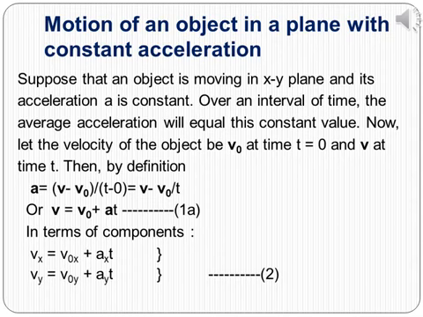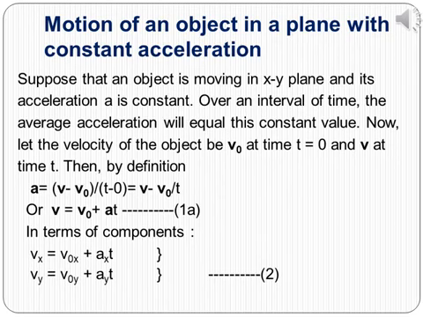Now, let the velocity of the same object be v0 at time t equal to 0 and v at time t. Then by definition, the average acceleration is the rate of change of velocity, which can be mathematically written as a is equal to v minus v0 by t minus 0, which is equal to v minus v0 whole divided by t, or v is equal to v0 plus at, which is the expression 1a.